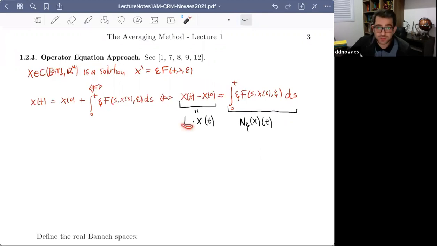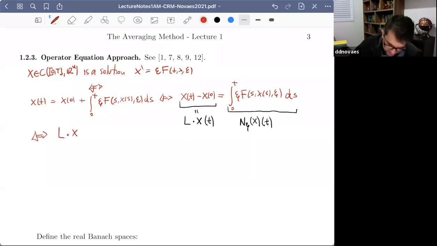Okay, so L is an operator from the set of continuous functions onto the set of continuous functions. And this is another operator which associates a continuous function x to another function which is given by this integral. Okay, so here we have a characterization of a solution of a differential equation. X, a continuous function, is a solution of the differential equation if and only if L applied to x is equal to N epsilon of x.